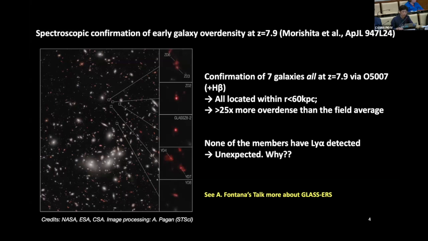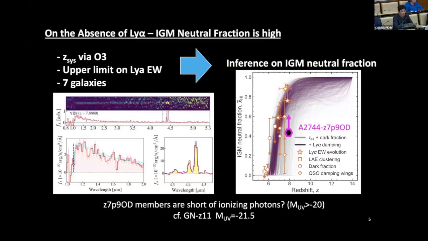So we investigated why this is the case. And actually the answer is not that difficult. First of all, the IGM neutral fraction is high back in time. The beauty of the derivation is that not only can we detect oxygen III lines and confirm the redshift, but we can use that redshift as a systemic redshift. So we can go back to the exact wavelength of Lyman alpha. We can check the limit, and the absence is a measurement. So we can get an inference on the neutral fraction. Here, we have 7 galaxies at the same redshift, so we have a very strong constraint on the neutral fraction from them.